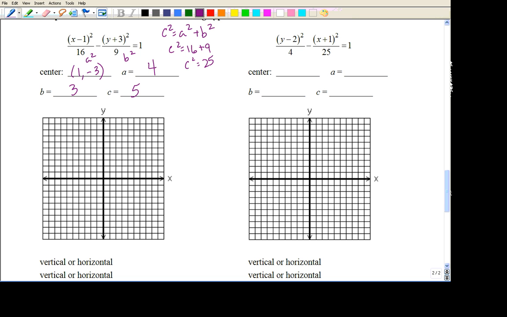So let's plot what we have so far. We know the center is at (1, negative 3). And a is going to be the distance from the center to a vertex. But to figure out which way we're going to be going, since the x was first, that's what told us that this is going to be horizontal. So, because it's horizontal, the a from the center to the vertex will be going horizontally as well. So we're going to go to the left and the right 4.